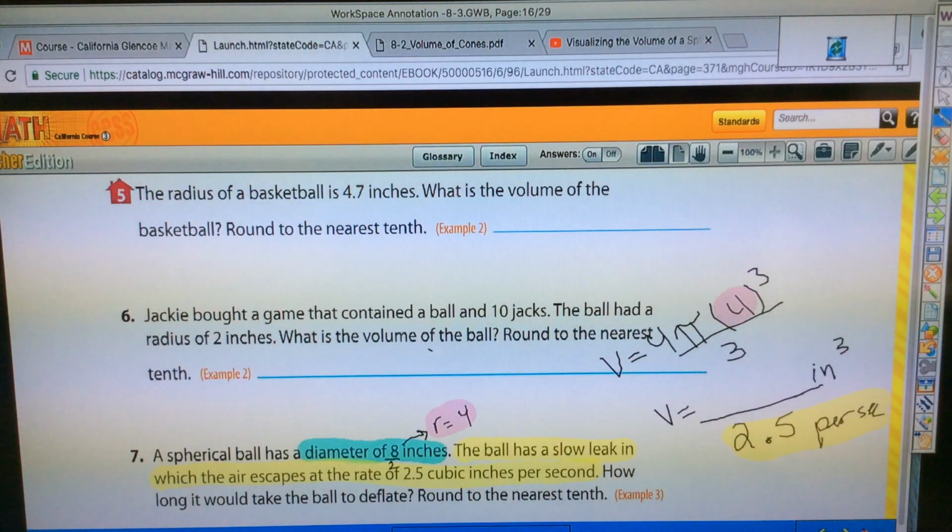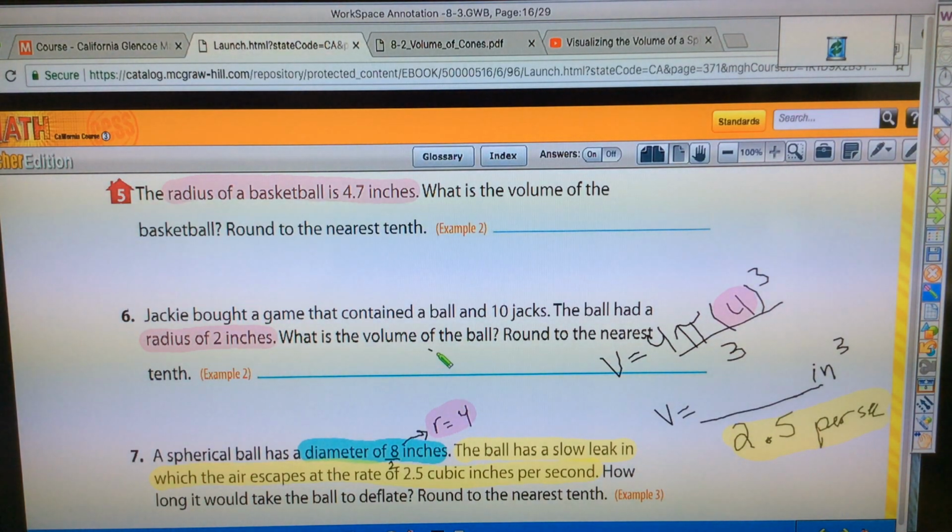Okay, let's move on. 5 should be very doable. It's a word problem, but they're giving you the radius. So you're plugging it into the formula, easy peasy. 6, again, they're giving you radius. So 5 and 6 are very similar. Plug in the radius into the formula and you're all set.